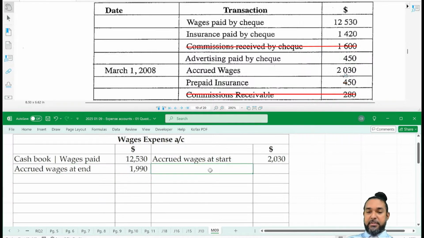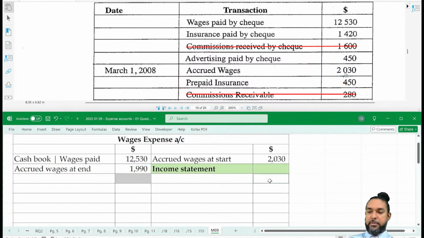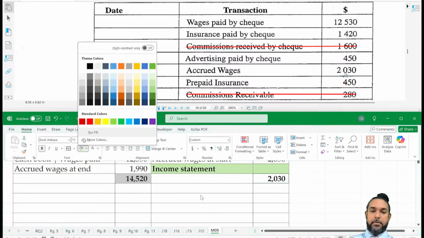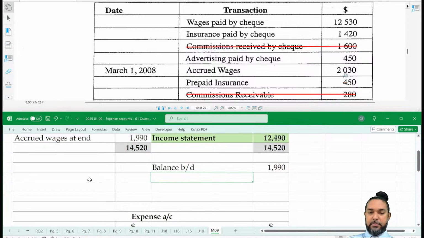All right. Cool. Right. So what's missing is the income statement figure. Right. So how do we find that? Well, simple. We total up both sides there. Clearly, we're missing a figure here, but we need that to fit the balance, right? So how do we find that? We simply subtract, right? So we do the 14,520 minus the 2030. That's what, 12,490? Yeah. Okay. Cool. And then the balance brought down is 1990, right? Or accrued wages at start.